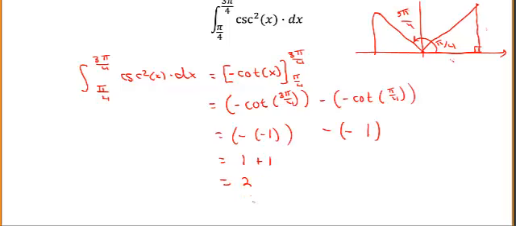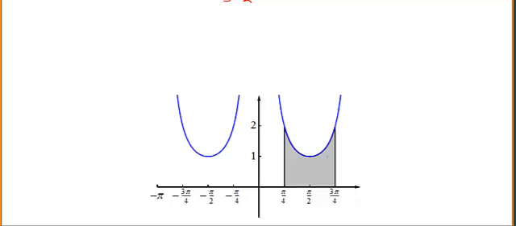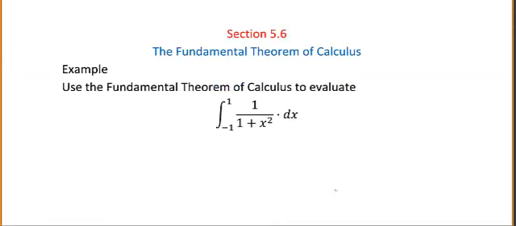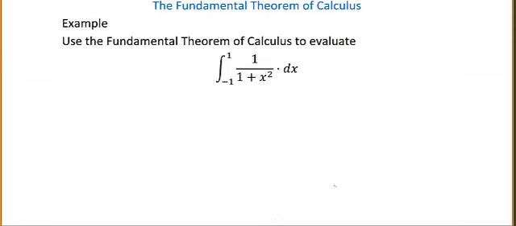And here we have a little picture of it. This is cosecant squared, okay? And the area underneath this curve from pi over 4 to 3 pi over 4 is 2 square units. I have one more example that I'd like to show you, and that is this one.